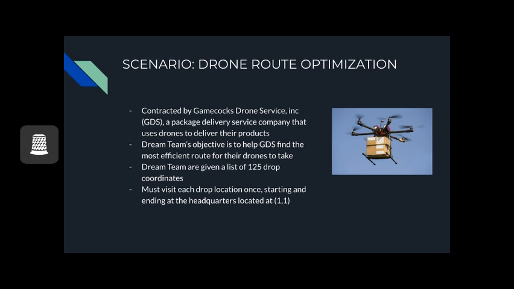In order to do this, we're given a list of 125 XY drop coordinates. Our goal is to start at the headquarters, visit each drop location once, and then end at the same headquarters while minimizing our distance.